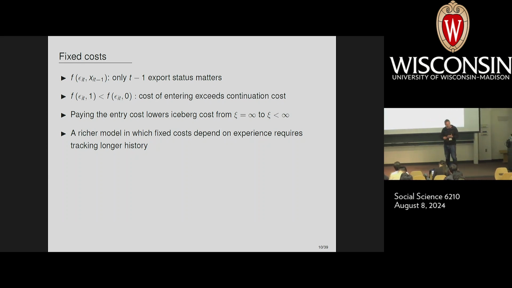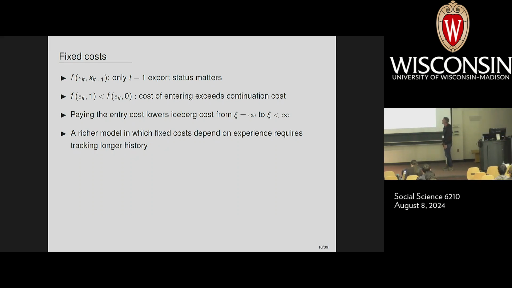I have to figure out how to get through customs. Maybe I have to hire some lawyers or salespeople. That's the stuff I have to do when I first get started. For every year I stay in the market, I still have to make some investments, but they're smaller, okay? And just a way to think about it is if I haven't paid my fixed costs, you can think about my trade cost just going to infinity, right? I can't ship anything if I don't do this.